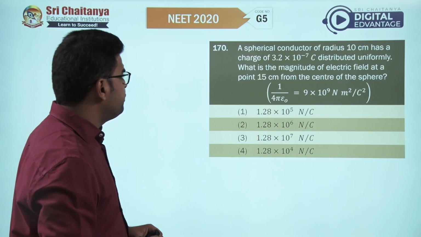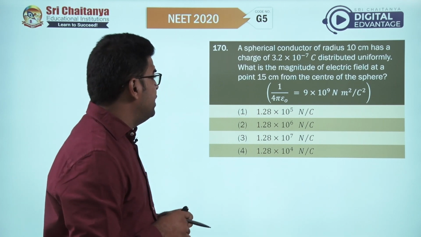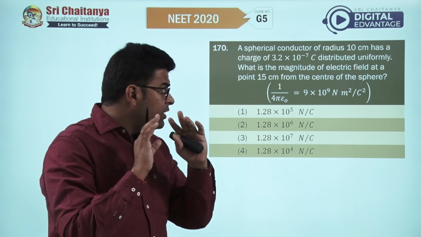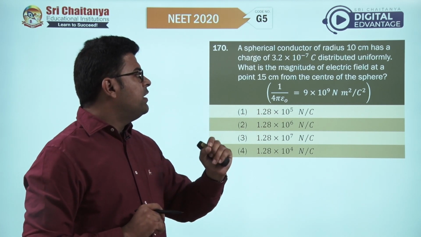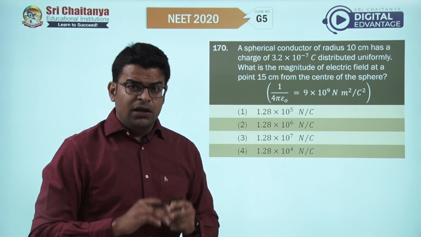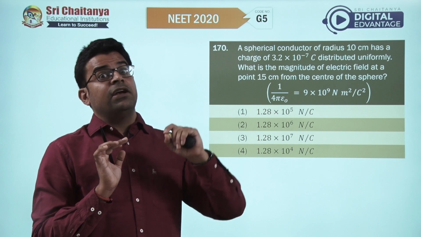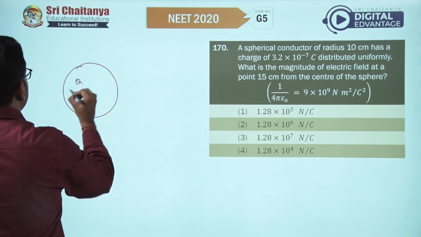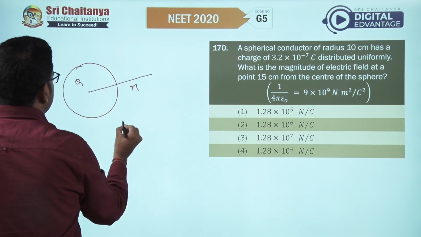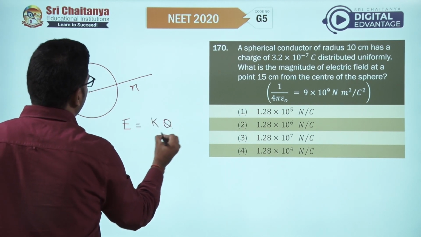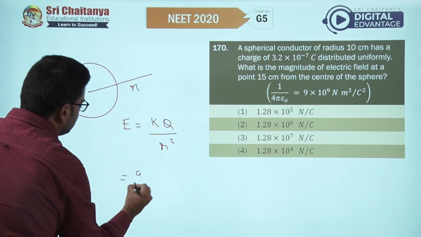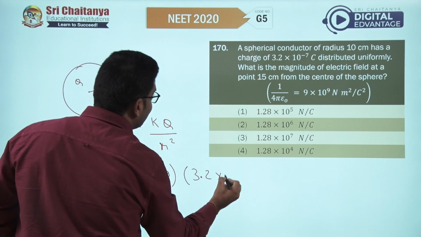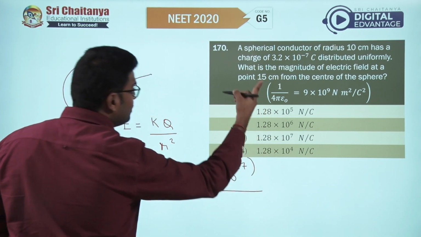Question number 170. A spherical conductor of radius 10 centimeter has charge of 3.2 into 10 to the power of minus 7 coulomb, uniformly distributed over it. What is the magnitude of electric field at a point 15 centimeter from the center of sphere? The radius is 10 centimeter and they are asking me electric field at 15 centimeter. 15 centimeter is definitely an outside point. So the electric field because of a sphere of charge q at an outside point is simply given by k q upon r square. K you can write as 9 into 10 to the power of 9. Q, the charge is given as 3.2 into 10 to the power of minus 7. And the radius is given as 15 centimeter.